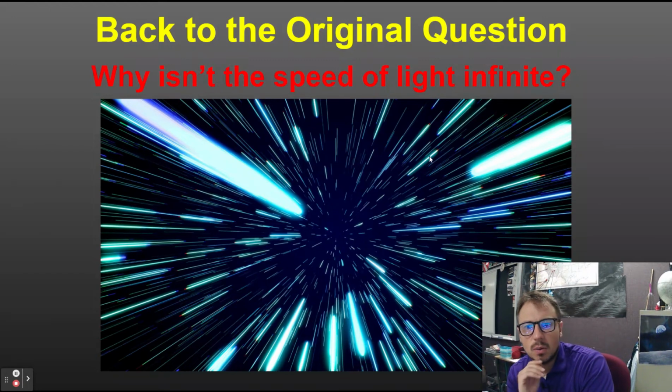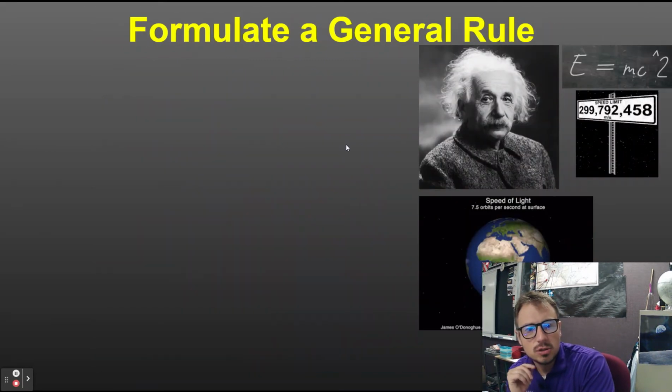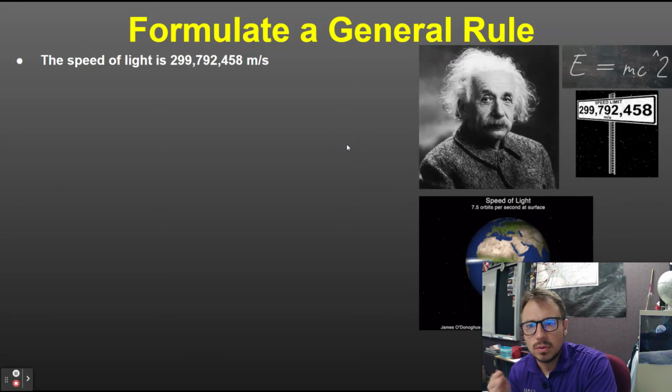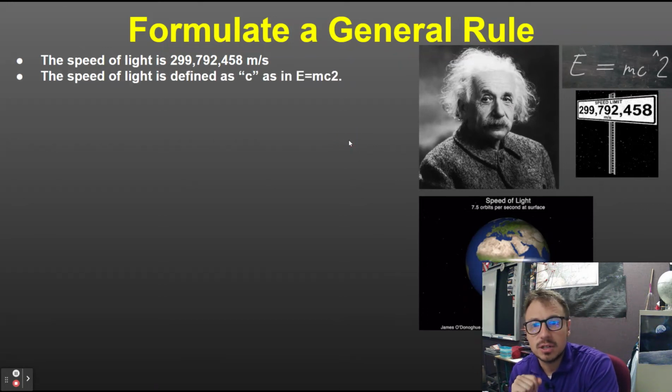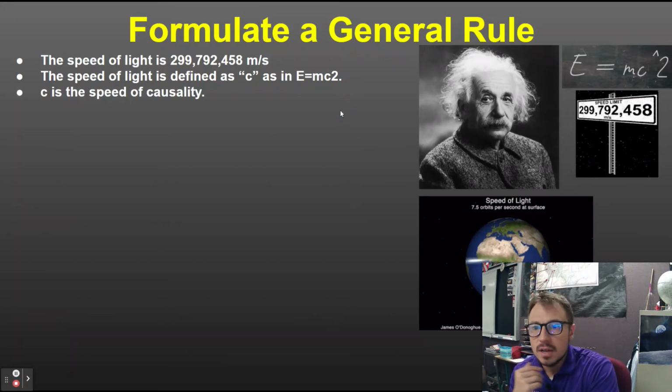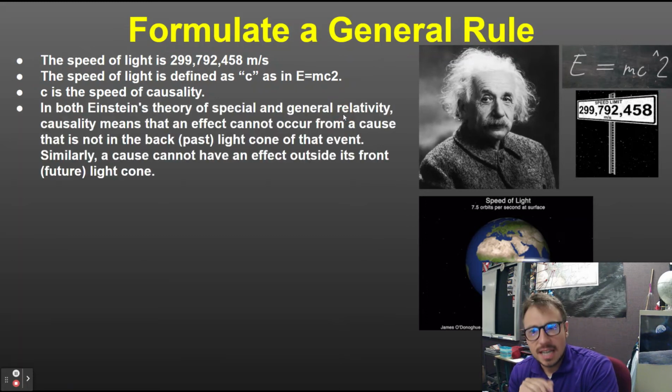Now this begs the question, though, why isn't the speed of light infinite? So now we have to formulate a general rule. So the speed of light is 299,792,458 meters per second. Now, the speed of light is defined as c, as in E equals mc squared. c is the speed of causality. So essentially, in Einstein's theory of special and general relativity, causality means that an effect cannot occur from a cause that is not in the back past of the light cone of that event. Similarly, a cause cannot have an effect outside the front future of the light cone.